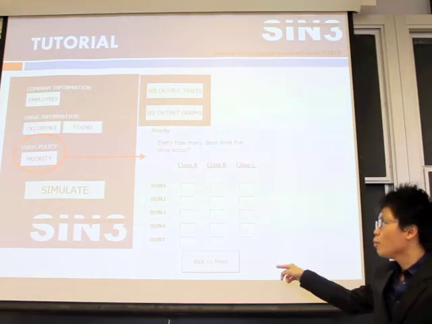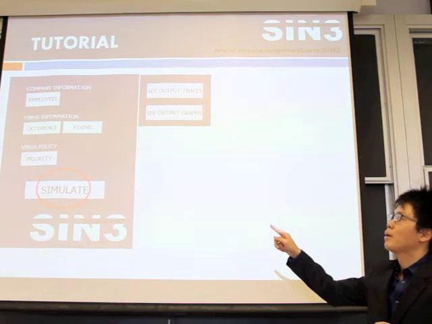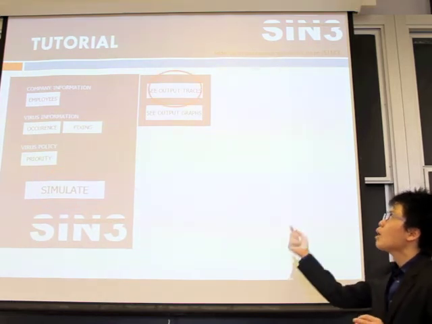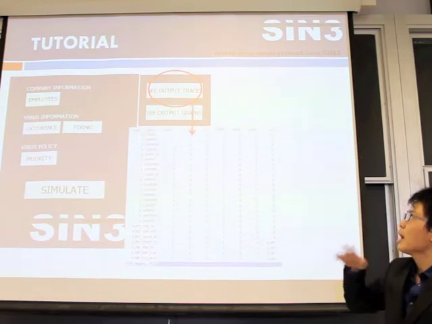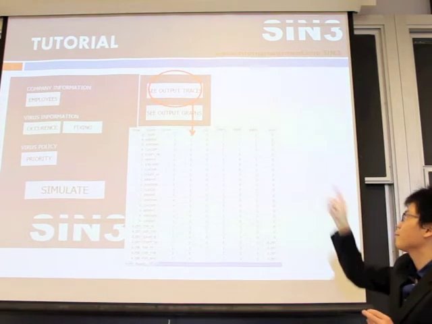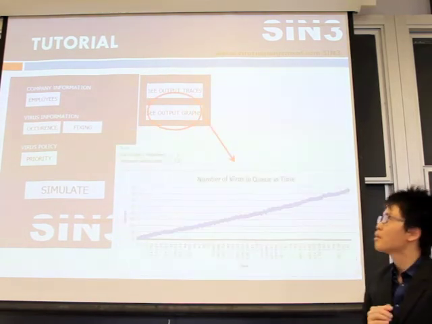Once you finish, click back to menu, and then run the program. Click the simulate button, and when you want to see the output trace, click the see output trace button, and when you want to see the output graphs, click the next one, see output graphs.